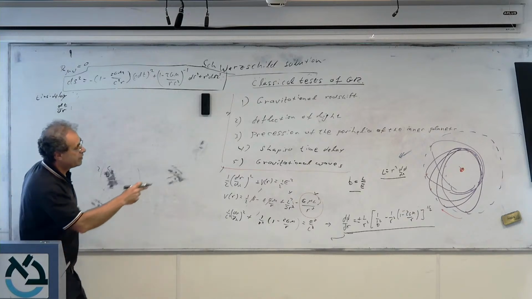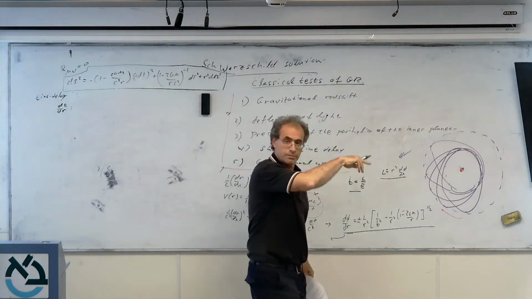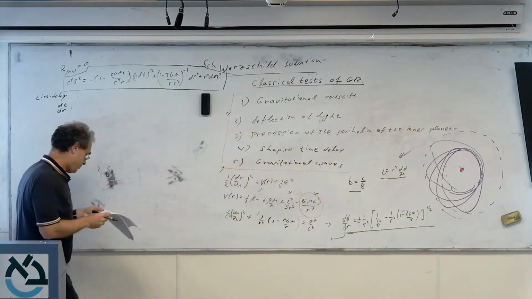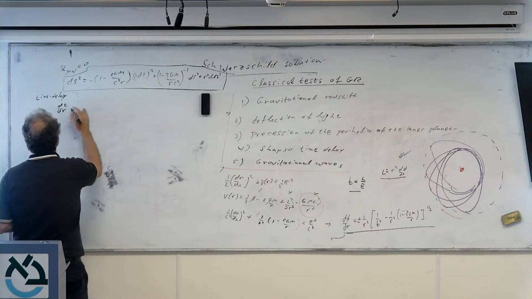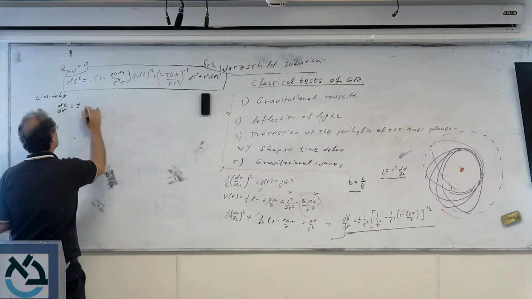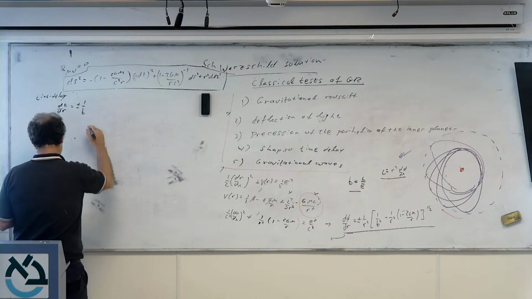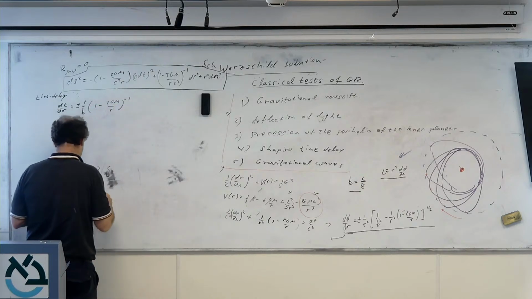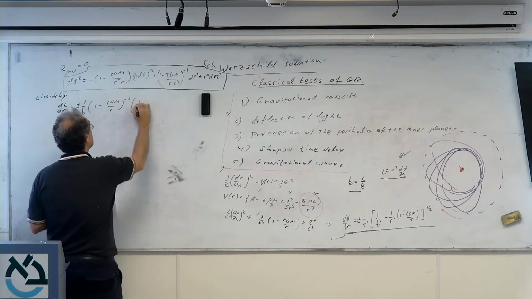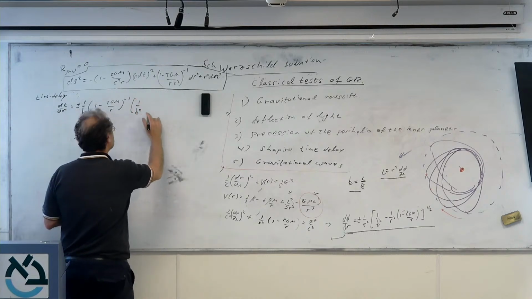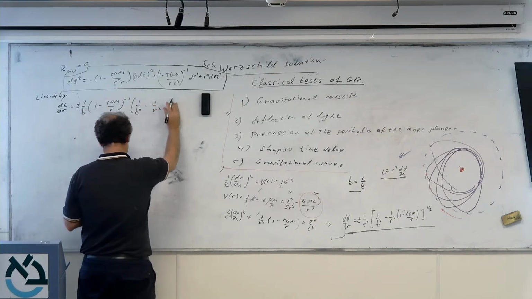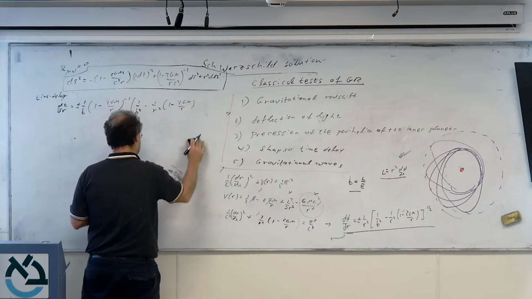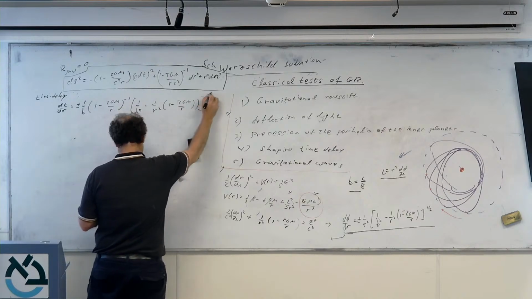And again, for all orbits inside the gravitational field, you end up that dt over dr is plus minus 1 over b, (1 minus 2GM over r) to the power minus 1, and then (1 over b squared minus 1 over r squared, times 1 minus 2GM over r) to the power minus 1.